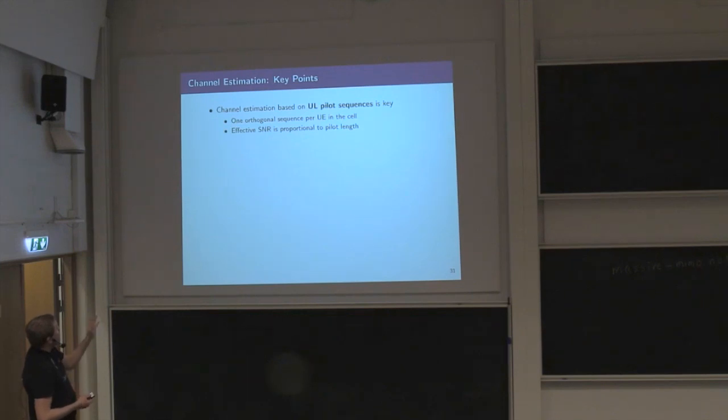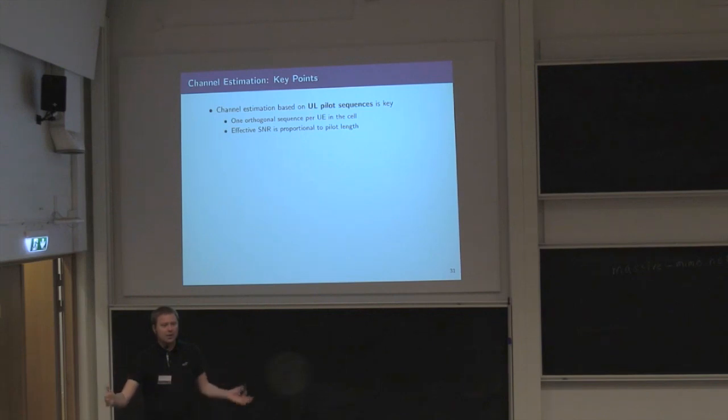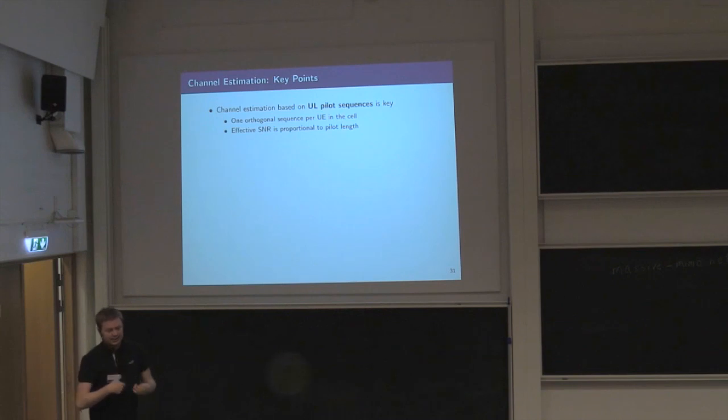So the key point for channel estimation is that the uplink pilot sequences are very important. You have one orthogonal sequence per user in the cell, and I didn't talk that much about it, but you saw in all of these SNR expressions, the pilot length tau_p showed up. Because you have a long pilot sequence, you actually get a higher SNR as well. If you would have an SNR of, say, 0 dB, and then you send a pilot sequence of length 10, then you actually have a 10 dB SNR in channel estimation. That's one of the positive things of sending sequences.